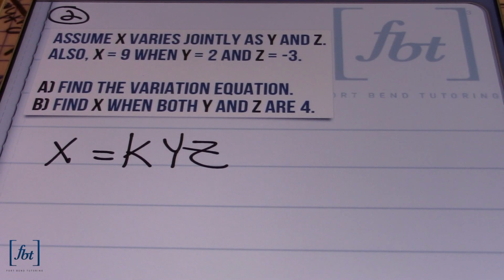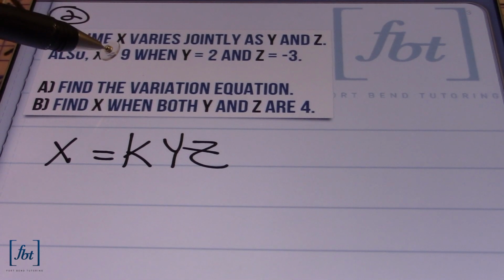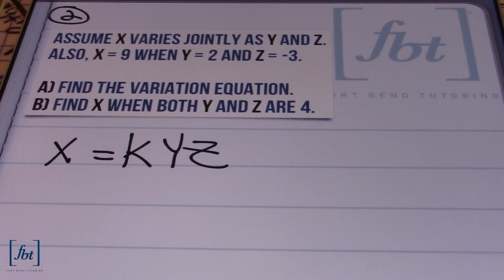It has a purpose. Also, x equals 9 when y equals 2 and z equals -3. So if I'm to answer part A, where it says find the variation equation, I need to use these values in the original problem that's given to me, in order to find my constant of variation, the k value. So let's get to plugging things in.